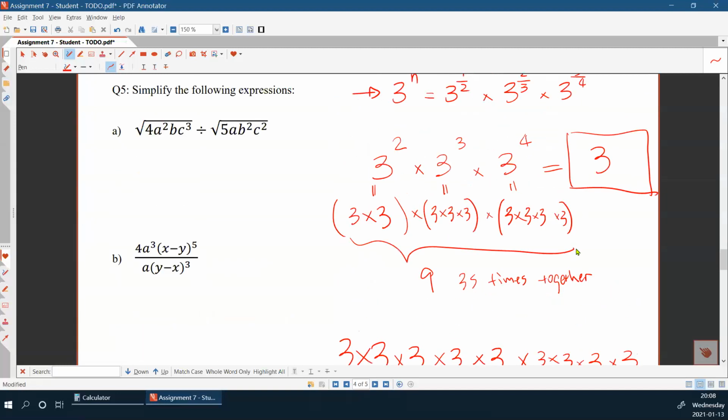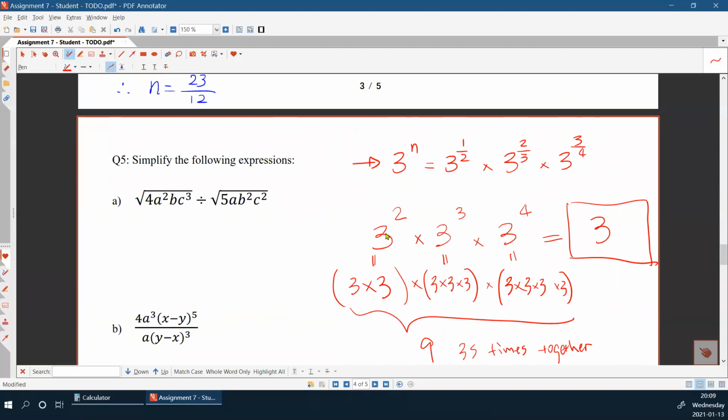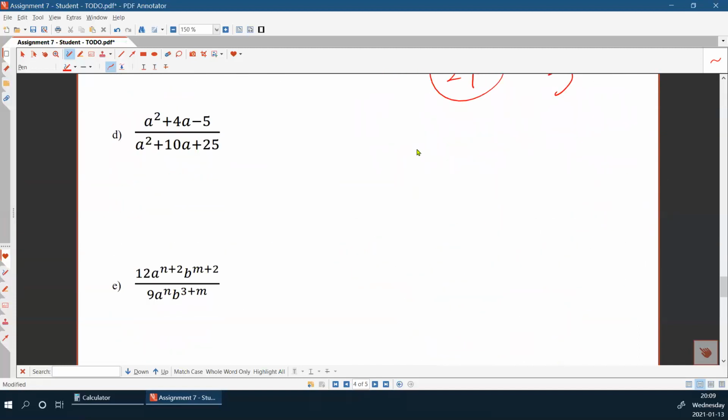Okay, so all right. As you can see that if you have 3 to the 2nd power, 3 to the 3rd power, and 3 to the 4th power, and you times them together, you have 3 to the 9th power, right? So 9 is a sum of 2, 3, 4, right? Okay, so now if I ask you 3 to the a times 3 to the b times 3 to the c, what's the result? It should be 3 to a plus b plus c's power, right?